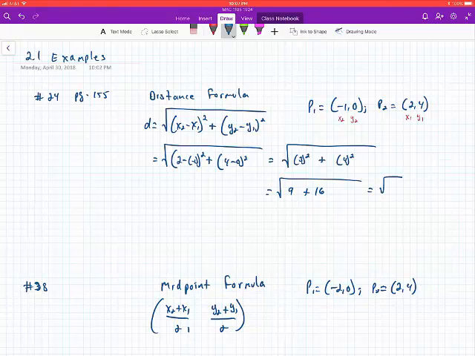And so the square root of 25 is 5, so the answer to number 24 is the distance between the points -1, 0 and 2, 4 is 5 units.